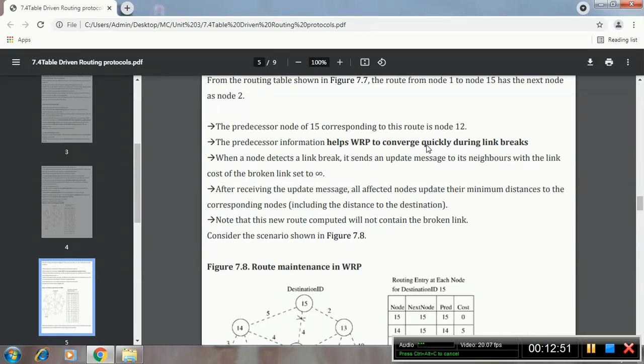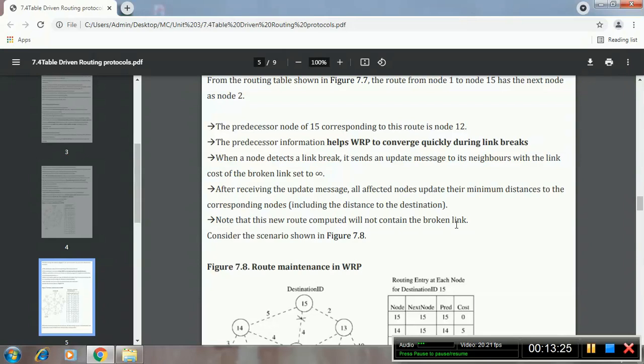The predecessor node for 15 corresponding to this route is node 12. The predecessor information helps WRP to converge quickly during link breaks. If at all there is any link break, then it can be easily identified and alternative changes can be made.